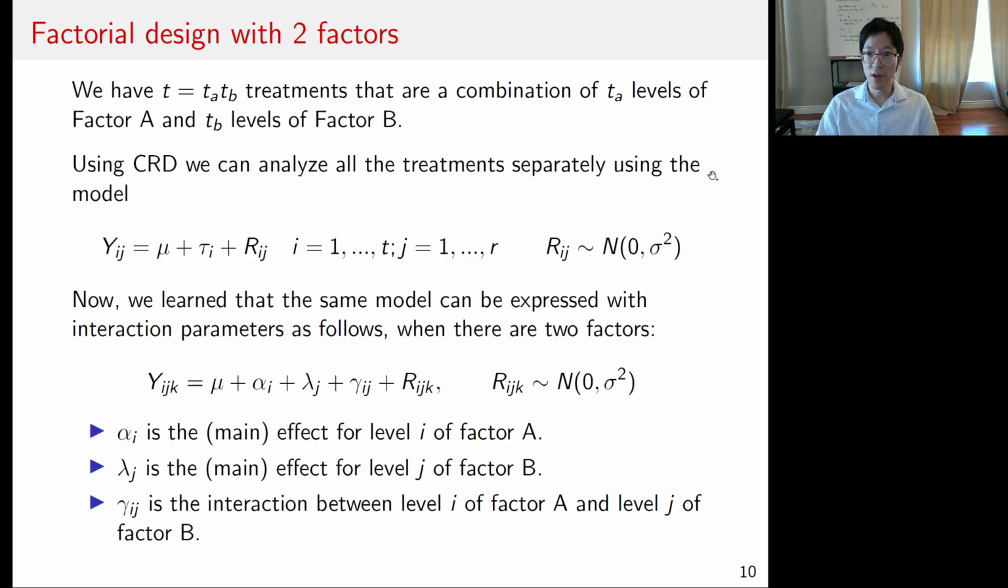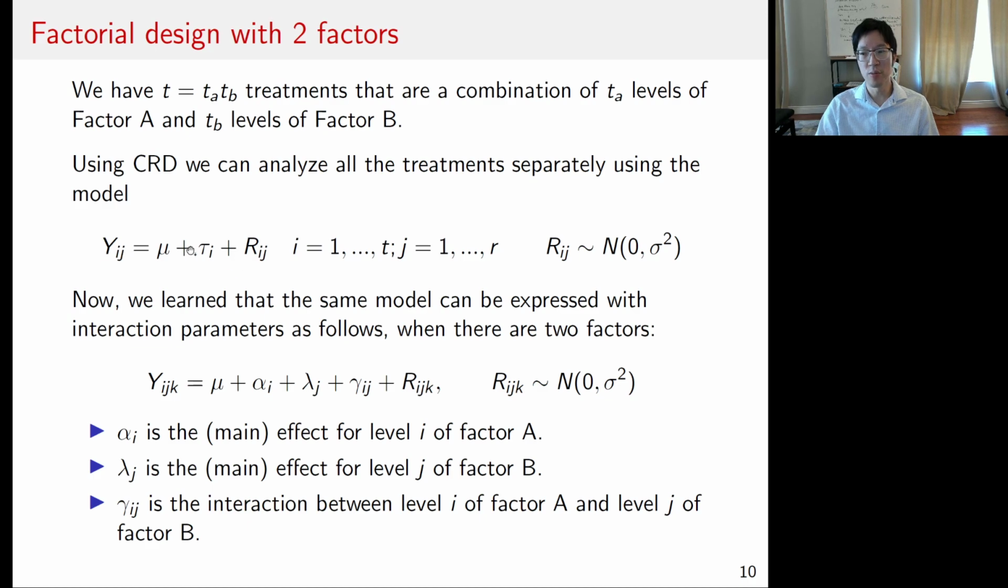And we learned previously that we can use the CRD to analyze all the treatments separately, and so this is the CRD model we've previously seen. And so what this factorial design model with interaction does, it simply takes this old CRD model and rewrites it. So it takes the treatments, so the tau i's, and breaks it down into the three sets of parameters, alpha, lambda, and gamma, where alpha and lambda are the parameters for the main effects of the factors, and then gamma is the interaction. Okay, so that simply takes the tau i's and then breaks it down into these three components.